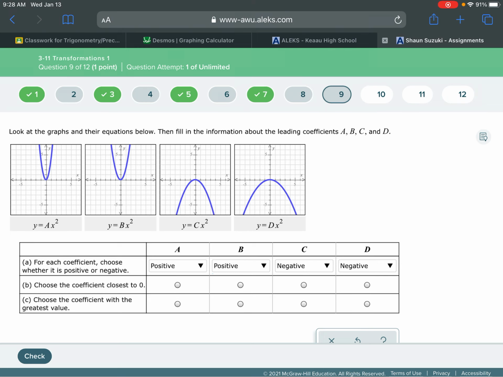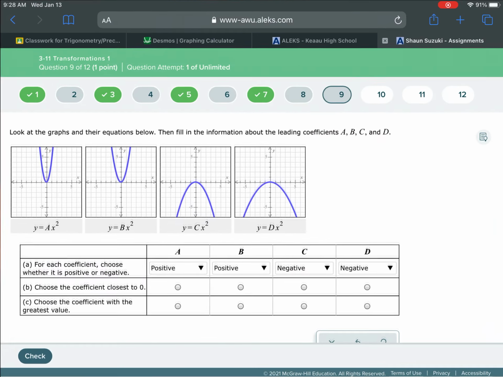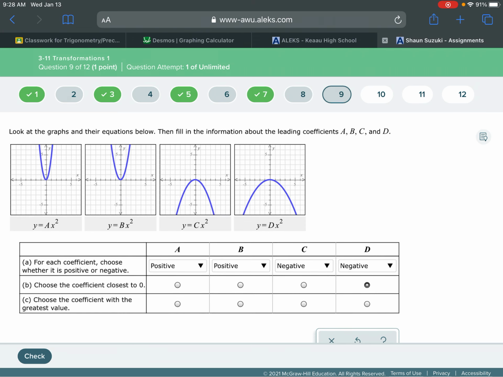So part B says choose the coefficient closest to 0. So what we know from our notes here is that if A is closer to 0, then it makes the graph wider. So we're looking for the graph here that's the widest. It doesn't matter if it's up or down. We're just looking for the one that looks the widest, and I think that one looks like D. The thing to remember there is as we get closer and closer to 0, the graph gets wider and wider.